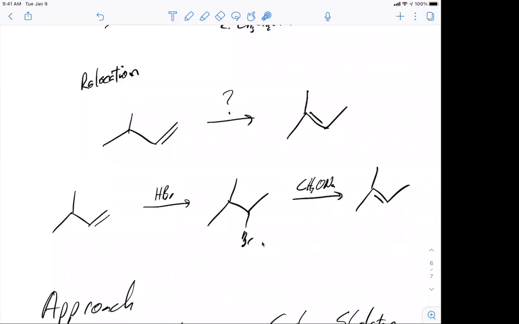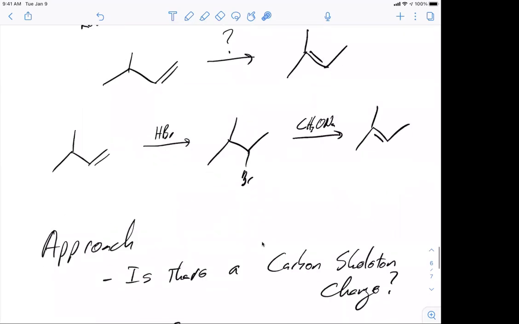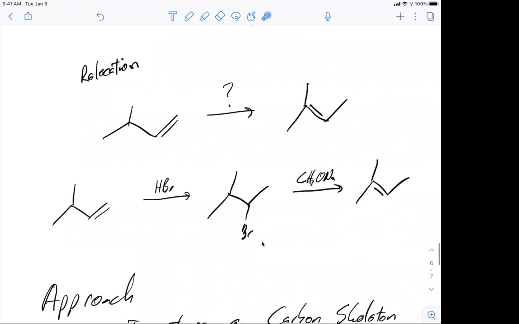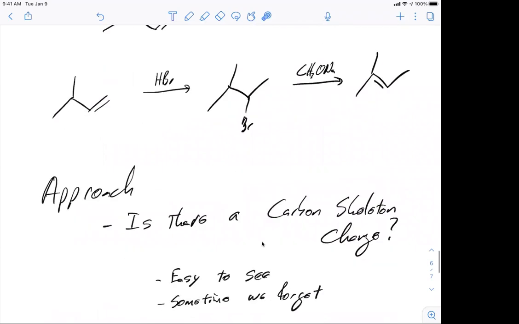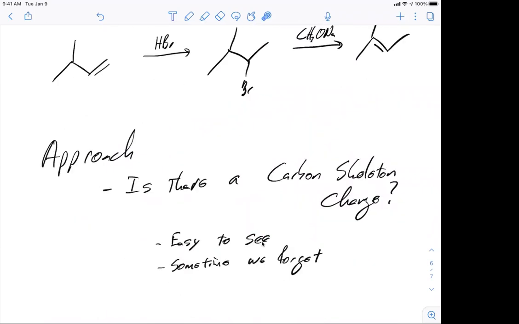So one of the issues that can happen with carbon skeleton changes is that we miss it, right? We miss it because we scan this and those two things look very similar. So therefore I miss the carbon skeleton. So they're easy to see, and in fact, they're easy to count, but sometimes we'll forget to do them. So always think about that.